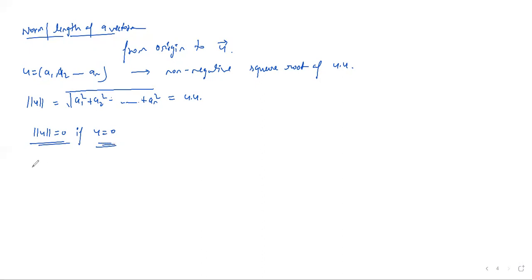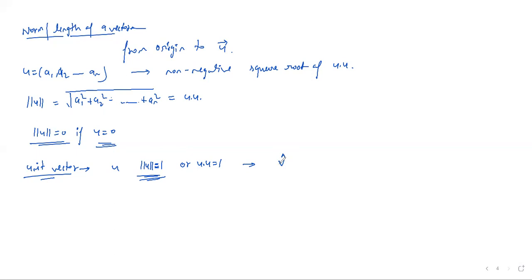Now there is an important concept which is the unit vector: how can we convert any vector to a unit vector? What does it mean that a vector is a unit vector? Any vector, let's say u, is called a unit vector if the norm of u is 1, or you can say u dot u equals 1. If the length of the vector is 1, then we say that it is a unit vector. Now there are many vectors whose lengths are not 1, so we can normalize them, or make them unit vectors, like this.